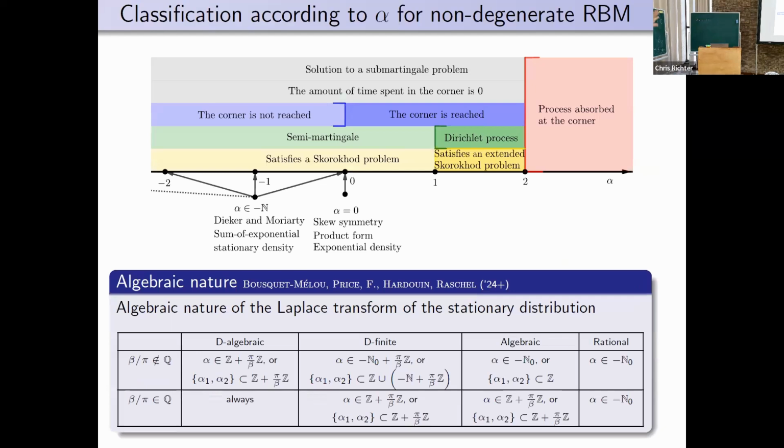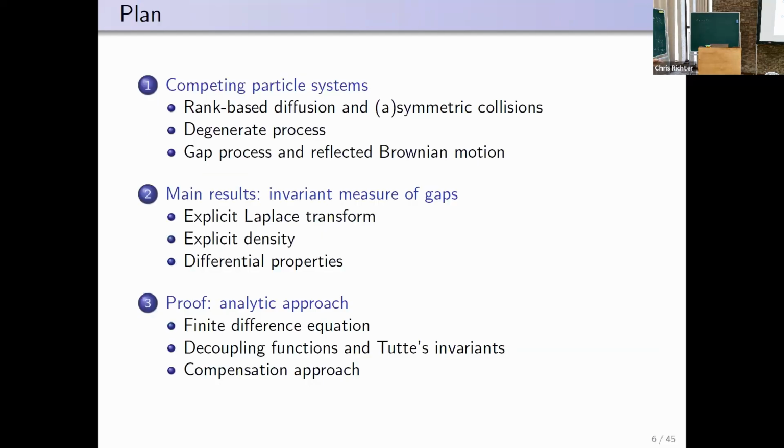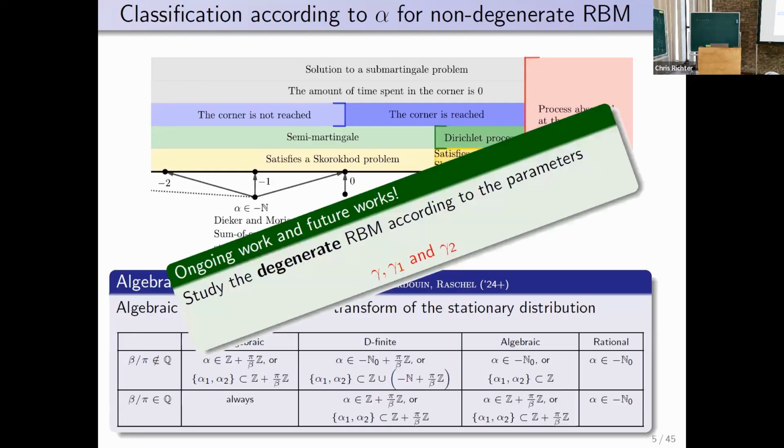OK, so you don't have to see all the slide here. It's just for you to understand that here you have alpha. And if alpha takes some values, there are some properties which are satisfied or not satisfied by the reflected Brownian motion. And here is some work that we have done, which also says that the nature of the Laplace transform depends also on the value of alpha. And so the goal today will be to make the same pictures, but in the degenerate case, for gamma, in the degenerate reflected Brownian motion.